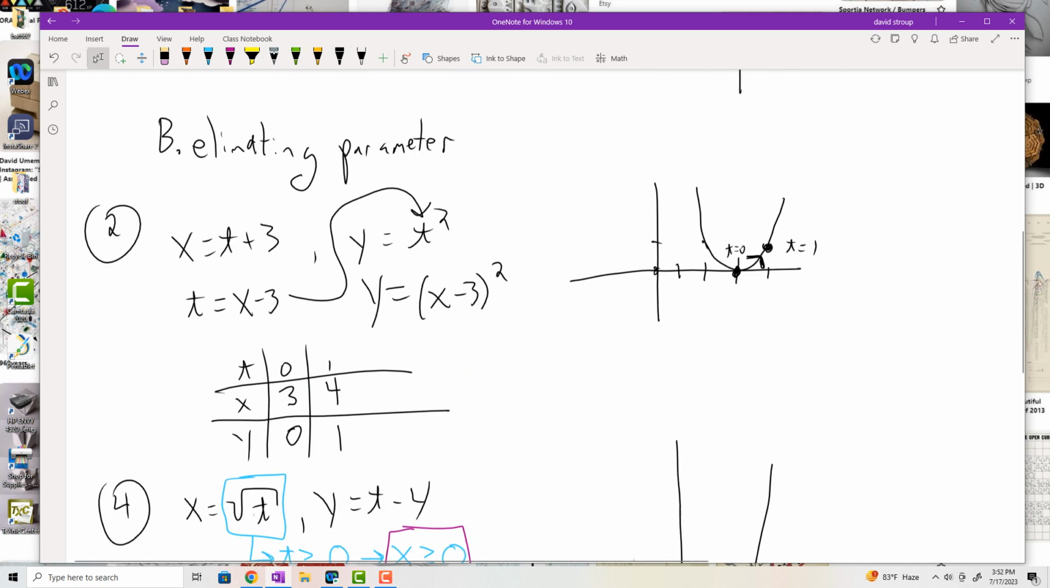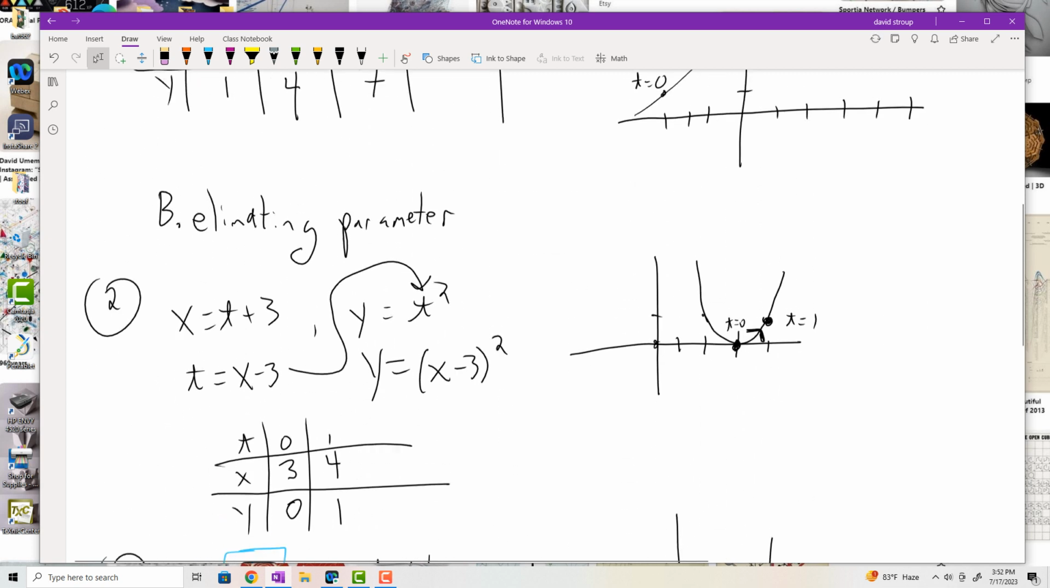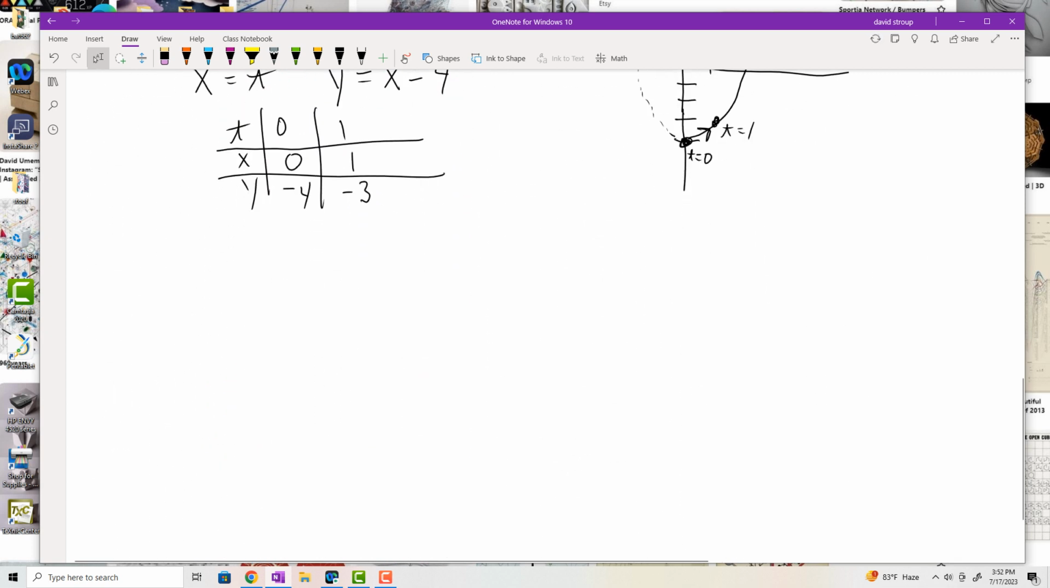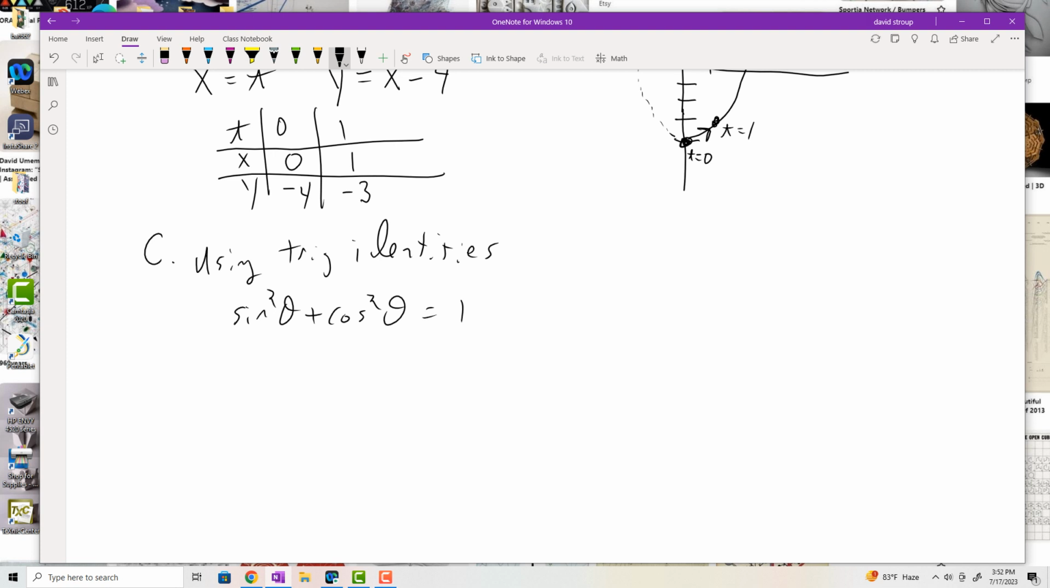Okay, so that's eliminating the parameter. Another way to eliminate the parameter is using trig identities. So I'll just tack this on as another kind of method, using trig identities. And the three identities that I want everybody in the universe to memorize are these: first, sine squared theta plus cosine squared theta equals 1. And then the tan squared version.